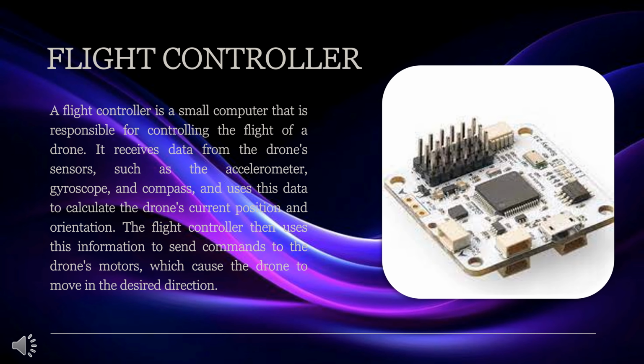Flight controller. A flight controller is a small computer that is responsible for controlling the flight of a drone. It receives data from the drone's sensors, such as the accelerometer, gyroscope, and compass, and uses this data to calculate the drone's current position and orientation. The flight controller then uses this information to send commands to the drone's motors, which cause the drone to move in the desired direction.